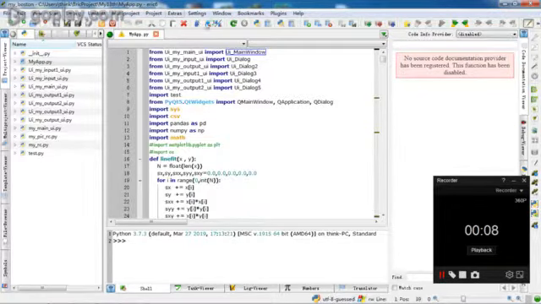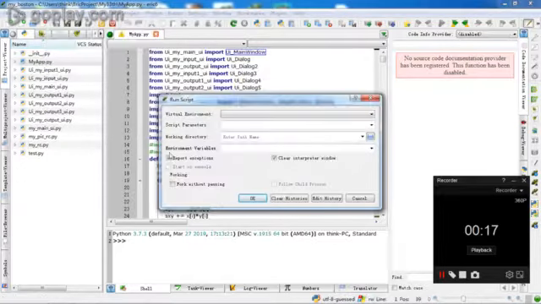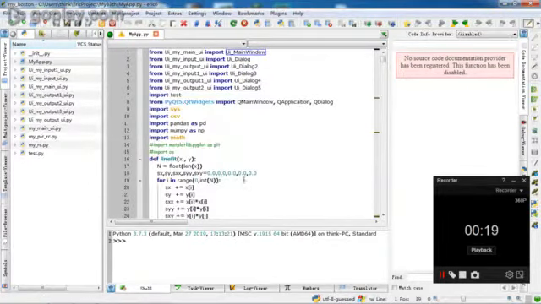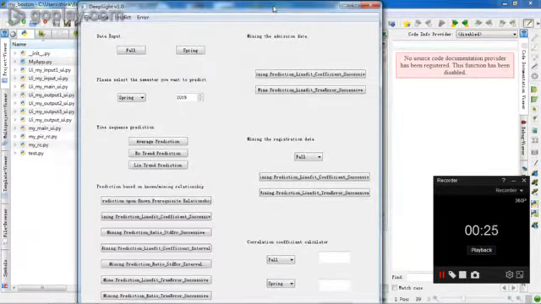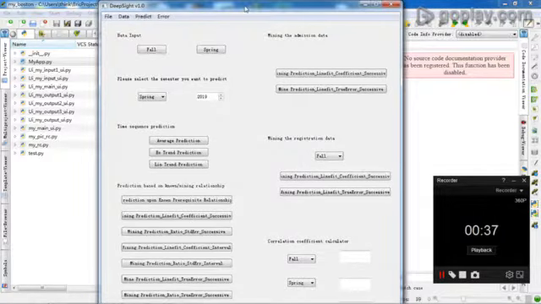First of all, I will run the software. Yeah, you can see this is a new interface of the software, and there are some new functions which have been added to the software recently.